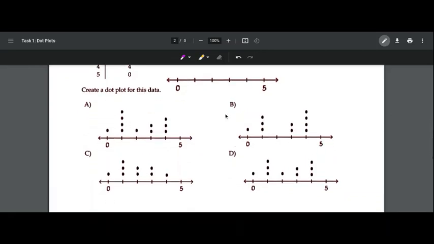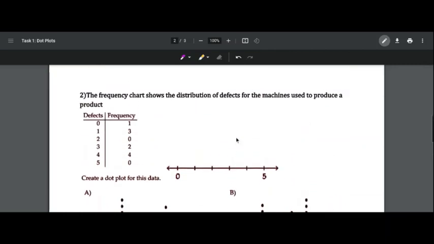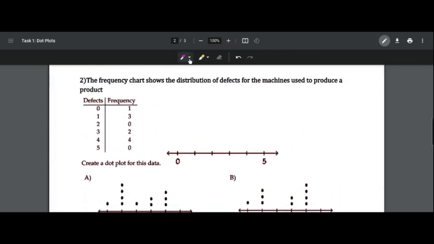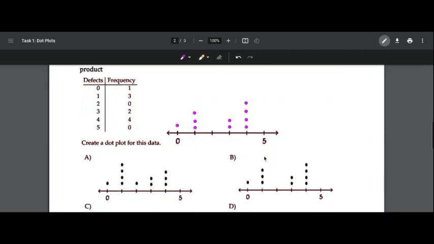Again, it's the same method as the previous question. Here are the numbers, and here is how many times each has been repeated. Number 0 has been repeated 1 time, so here we can make 1 dot. Number 1 has repeated 3 times, so 1, 2, and 3. Number 2 has been repeated 0 times, so we're going to leave that empty. Number 3 has been repeated 2 times, 1, 2. Number 4 has been repeated 4 times, 1, 2, 3, and 4. And number 5 has repeated 0 times, so we can just leave that there.